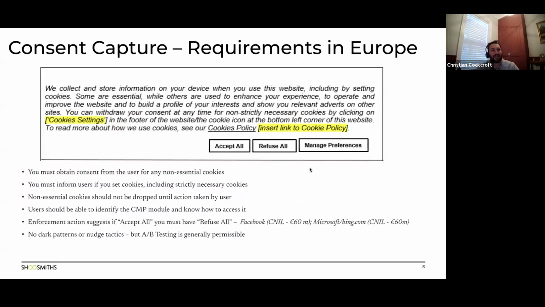So how does that materialize? How does that manifest itself in what a cookie pop-up looks like, and what is it trying to gain? Effectively, the position is you must obtain consent from the user for any non-essential or non-strictly necessary cookies, depending on which language you use. Typical types being cookies that are used for analytical purposes, cookies that are used for targeting and marketing purposes, cookies that are used to allow social media plugins, for example. You need to tell individuals that you are using cookies and what cookies you're using.